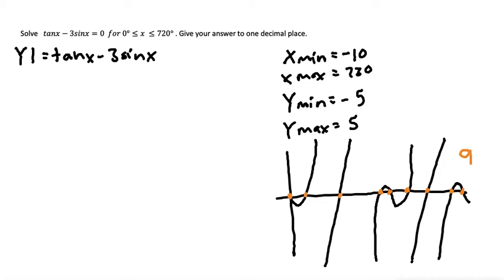Okay, so what I do from here is I hit second calc, and I choose the option of the 0, which is option number 2.